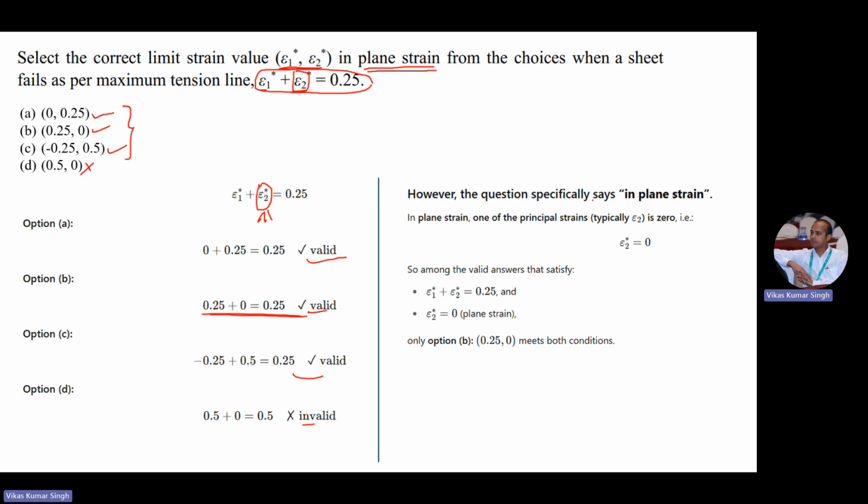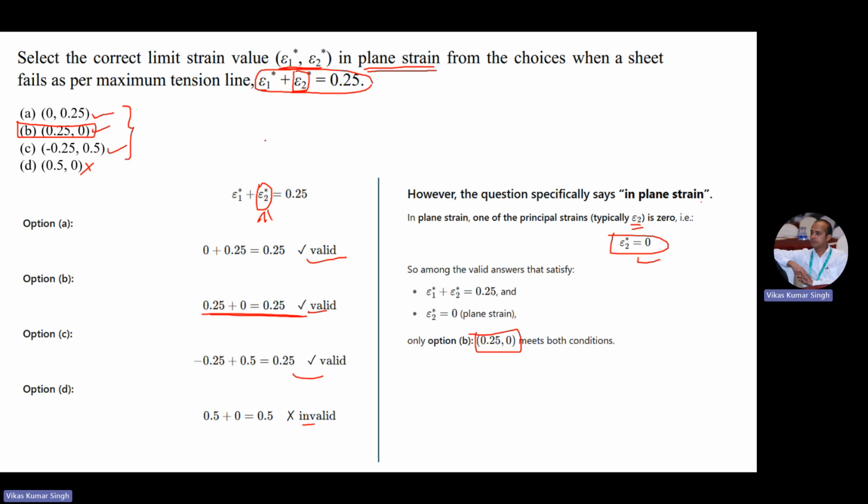However, the question specifically says plane strain. In plane strain, one of the principal strains, typically epsilon 2, is 0. So this is the condition. If you put this in, this option will be correct. So we have the correct option. So yeah, this was also a simple question.